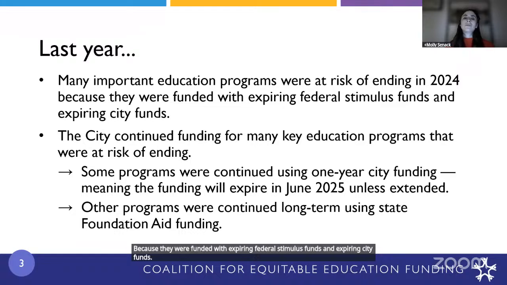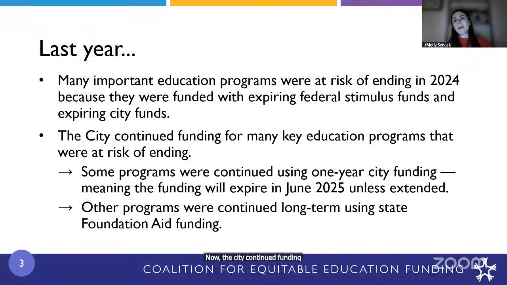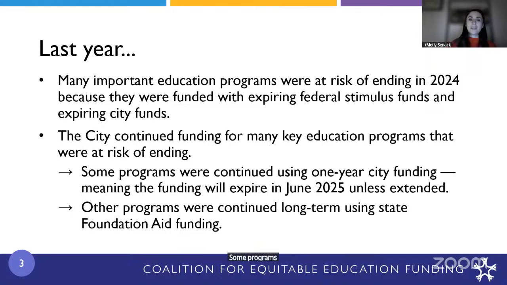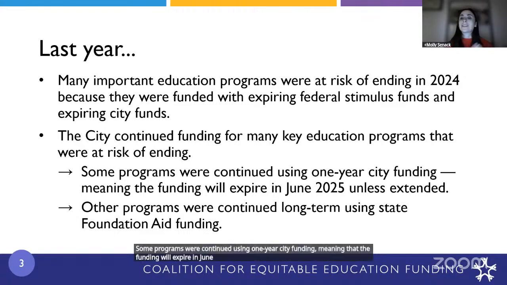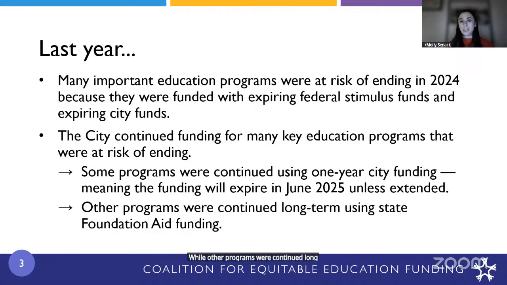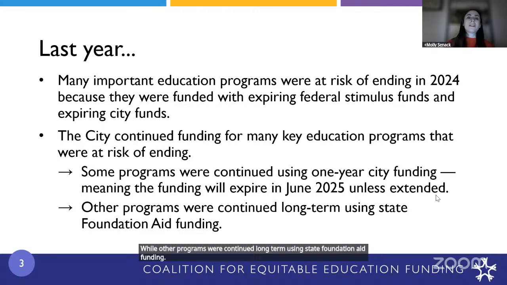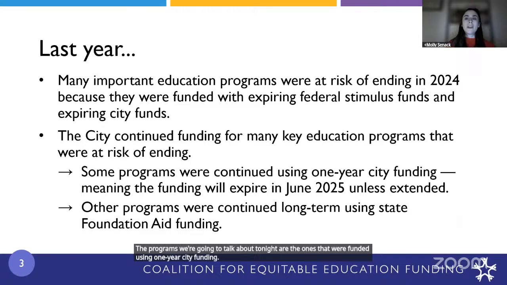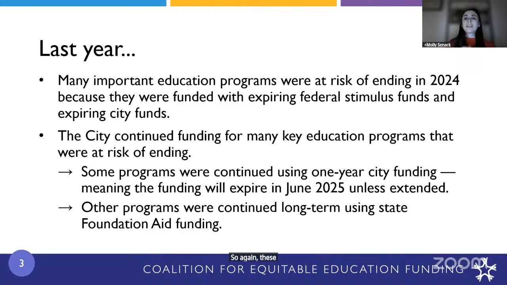Now, the city continued funding for many key education programs that were at risk of ending. Some programs were continued using one-year city funding, meaning that the funding will expire in June of 2025 unless extended, while other programs were continued long-term using state foundation aid funding. The programs we're going to talk about tonight are the ones that were funded using one-year city funding. So again, these are programs that are at risk of expiring this June, which is three months away.